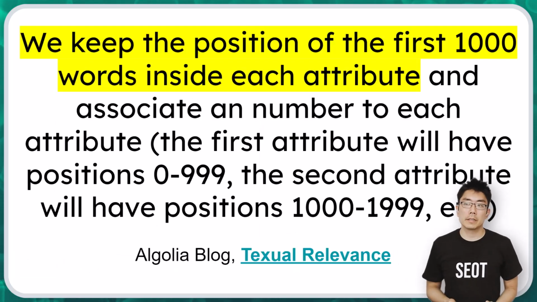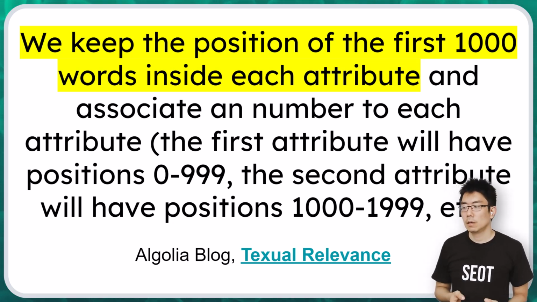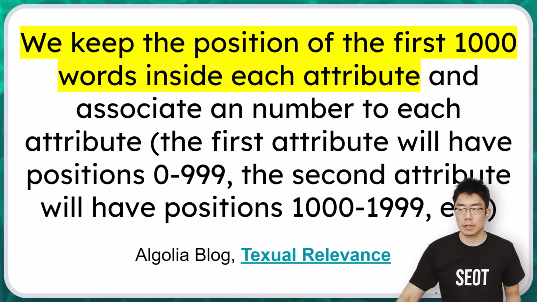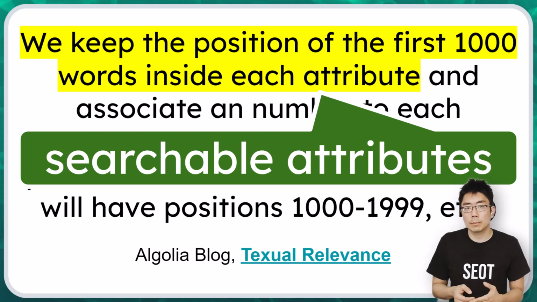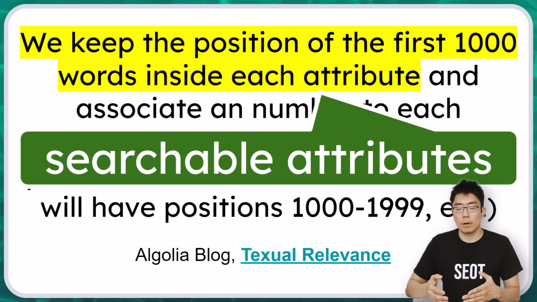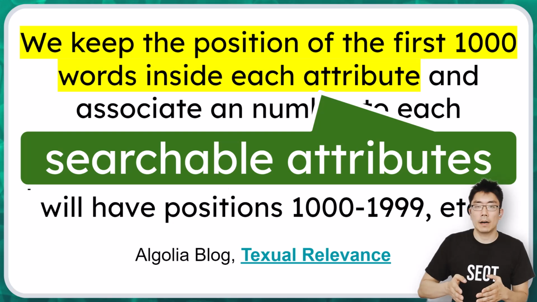The blog goes on to say, we keep the position of the first 1,000 words inside each attribute and associate a number to each attribute. The first attribute will have positions 0 to 999. The second attribute will have positions 1000 to 1999, etc. In this case, when they say attribute, they're talking about searchable attributes. The TPT tells the Algolia software which attributes to look at when it's trying to find these keywords.